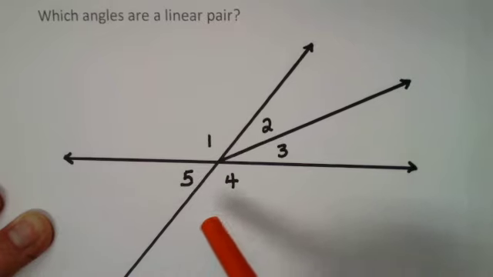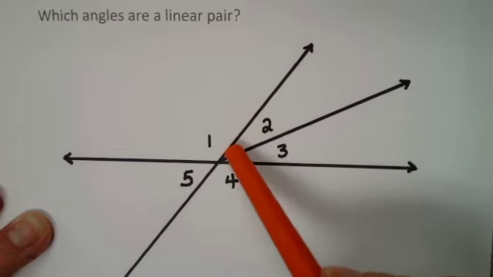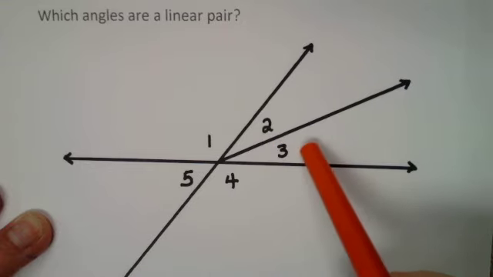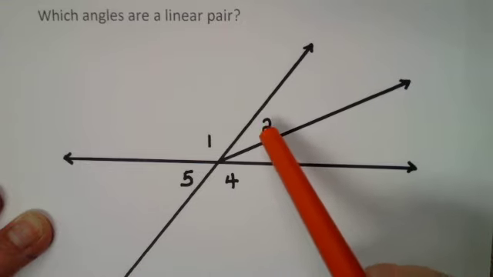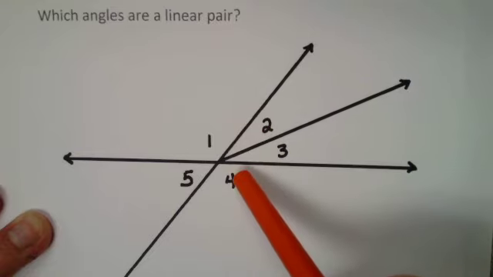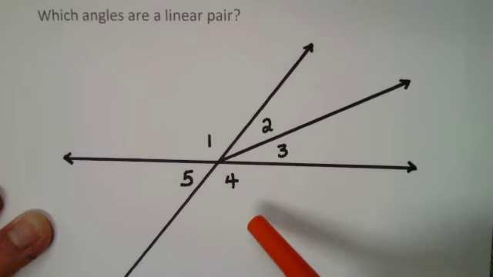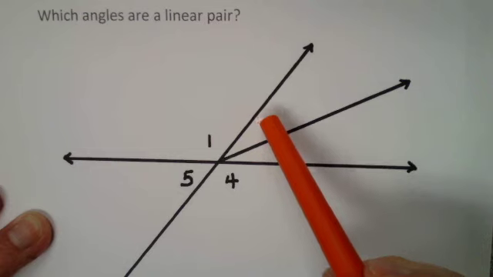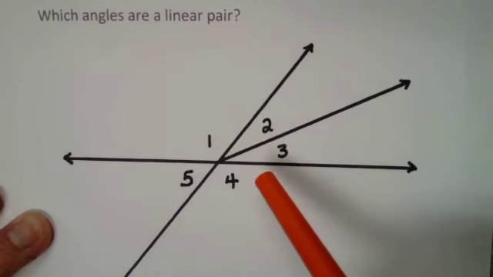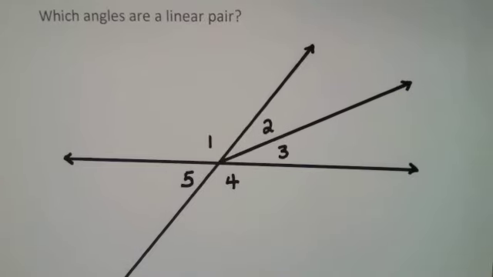Some students would say, well, hey, if I take 2 and 4, it looks like I'm still creating a straight line. But I have this gap in here, the gap of 3. Linear pairs not only form a straight line, but they also have to be beside each other. And 2 and 4 are not beside each other. 3 is in between them. So a linear pair have to be beside each other. They have to form a straight line. And when they form a straight line, they add up to be 180 degrees.